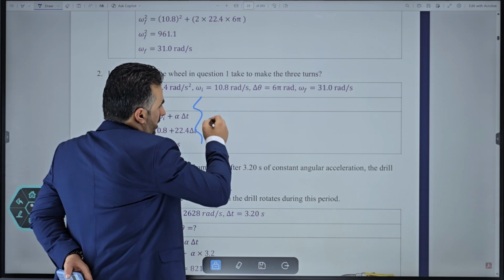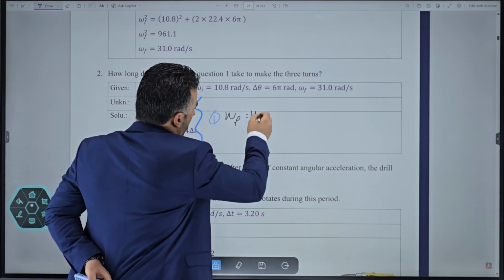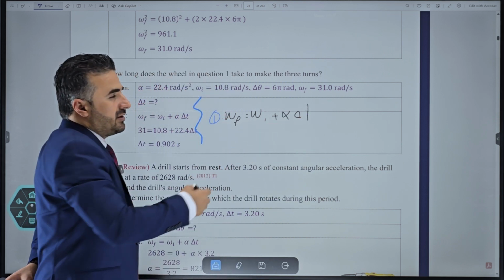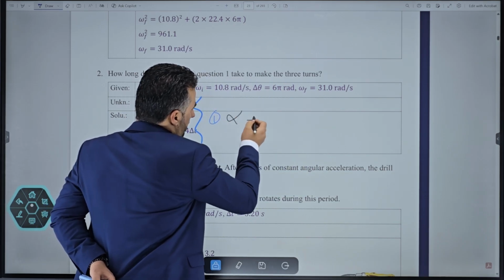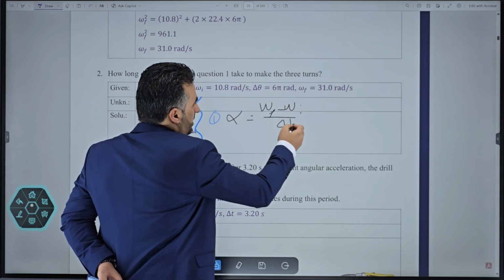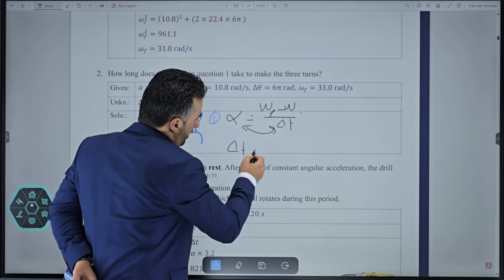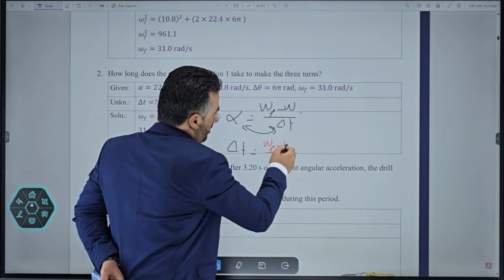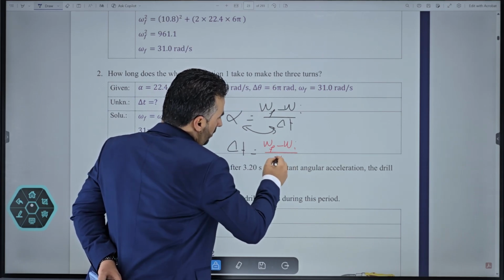You can use the first equation, by the way. What does the first equation say? It says omega final is equal to omega initial plus angular acceleration times delta t, because we want delta t, yes? But if you rearrange this equation, you will get the equation of angular acceleration, omega final minus initial over delta t. Isn't it easier if I just use this equation? Then in this case, delta t is omega final minus omega initial divided by angular acceleration.